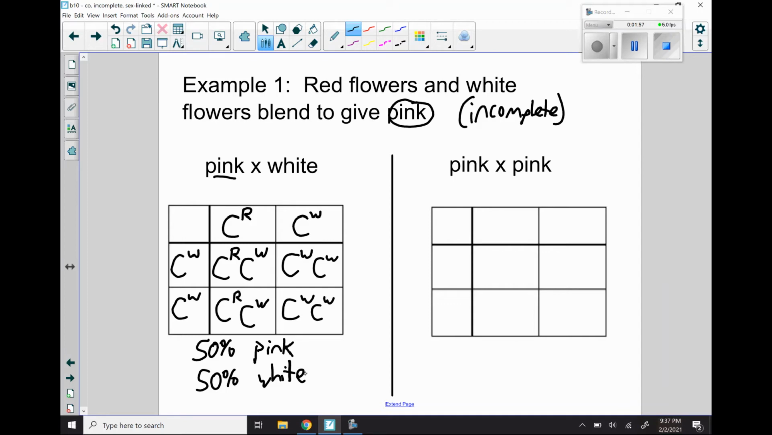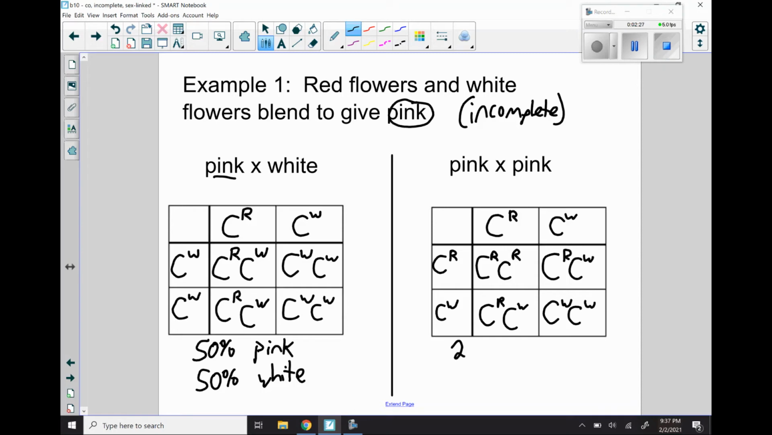I could do the same thing over here. This time I have 2 pink plants. Pink is heterozygous. So here I have 1 plant that is red. Here I have 1 that is pink. Here I have another one that's pink. And finally, I have another one, my 4th one, which is white. So I have 25% red, 25% white, and 50% pink.